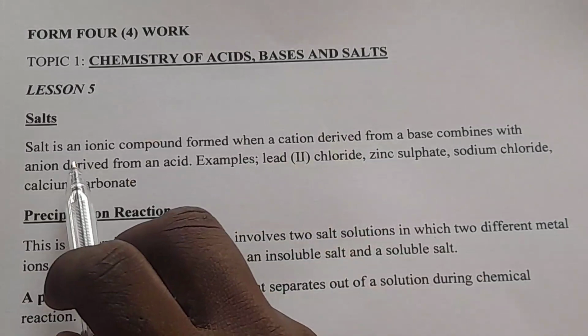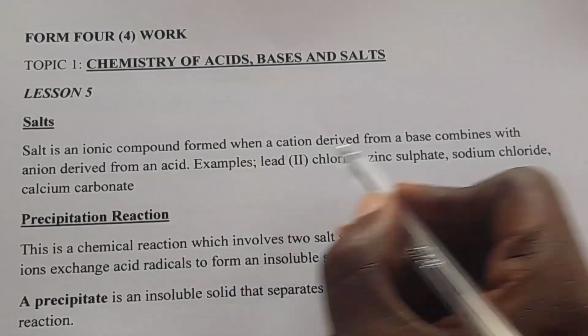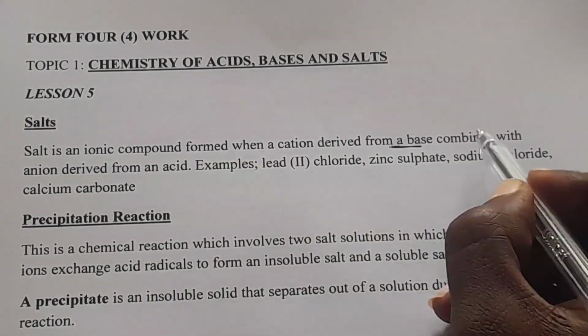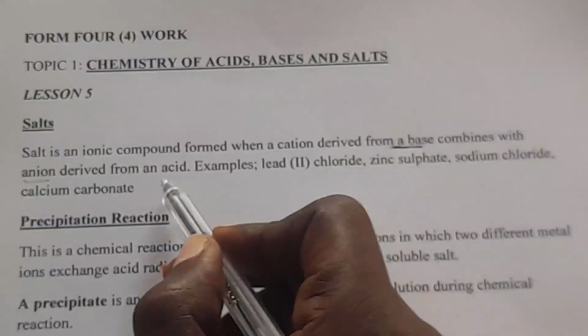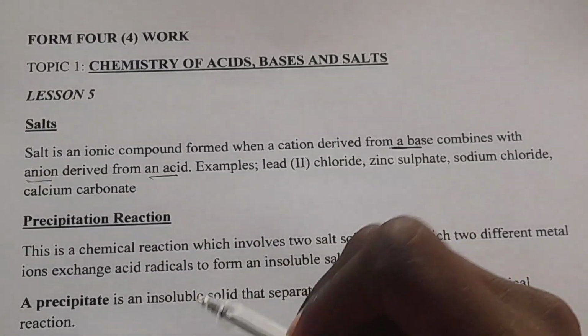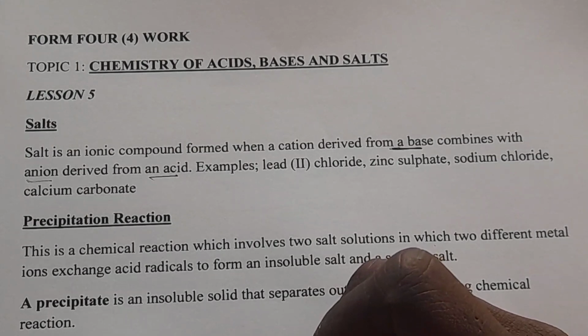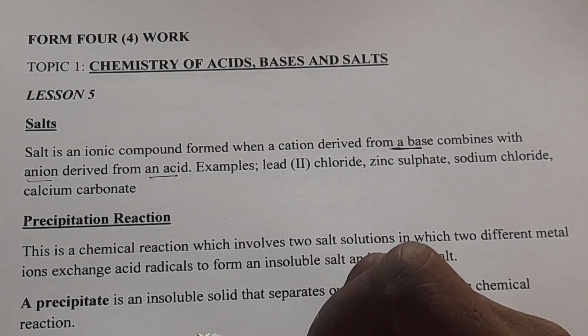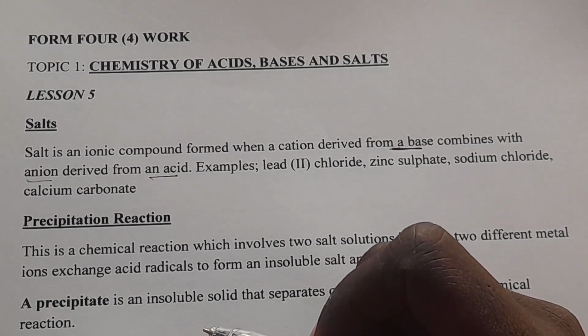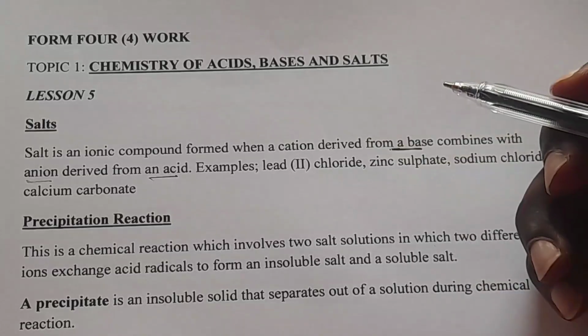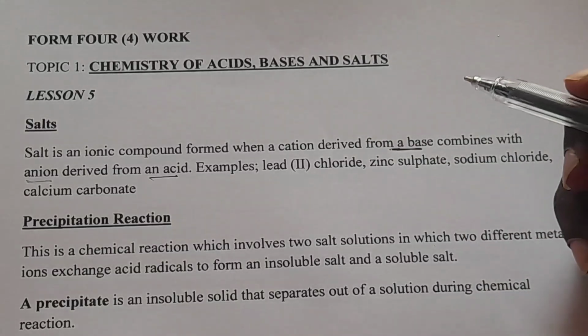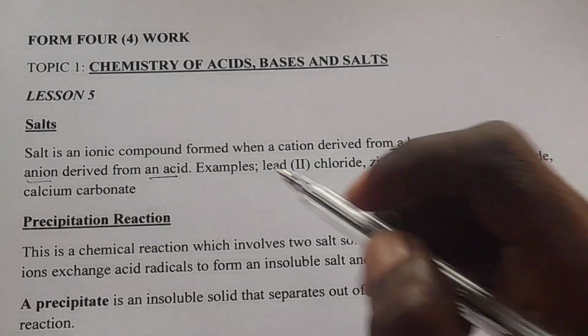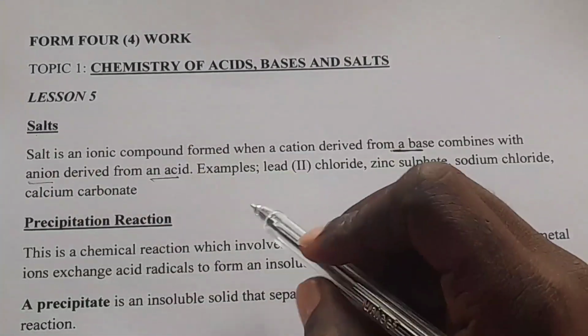A salt is an ionic compound formed when a cation derived from a base combines with an ion derived from an acid. Remember, we were having in Form 2 a chapter called salts. We were defining salt there, and we say salt is any substance that's formed when the hydrogen ion in the acid are wholly or partially replaced by a positive ion. But we are in Form 4 now. We are defining a salt in another way.